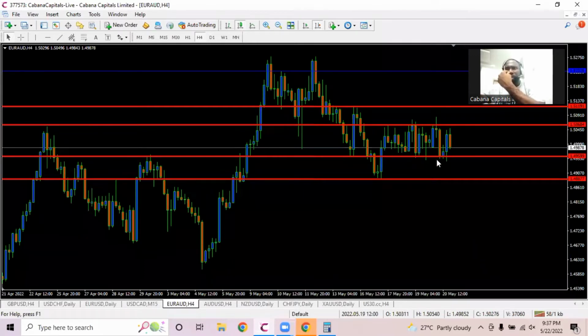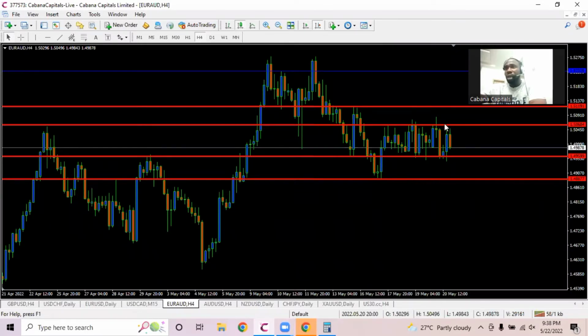And you can see price ranged. You can see from this point to this point, price ranged. Price was in a range, you can see it. So how do you trade a range? You look out for a breakout from the resistance or the support. That's how you trade a ranging market. Okay, a ranging market, you wait for a breakout.